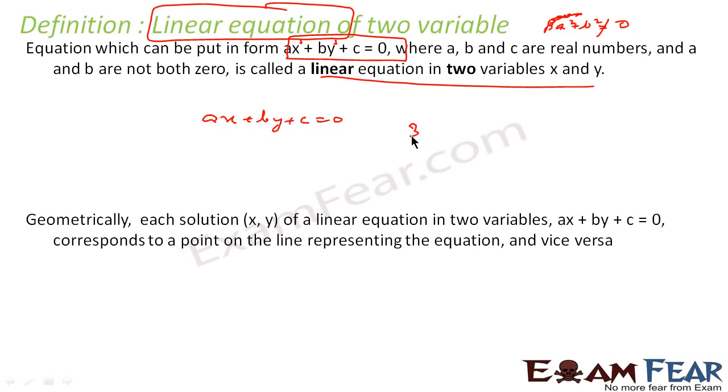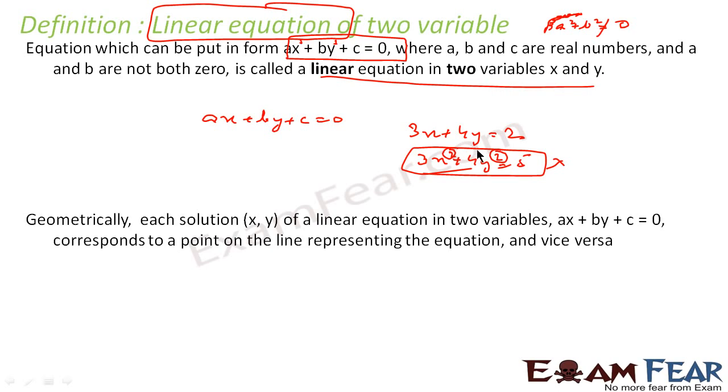For example, you can say 3x plus 4y is equal to 2. This is also linear equation of two variables. But if I say 3x square plus 4y square is equal to 5, this is not linear equation. Why? Because the power of x is 2, the power of y is 2. So it is not linear equation. This is quadratic equation of two variables.